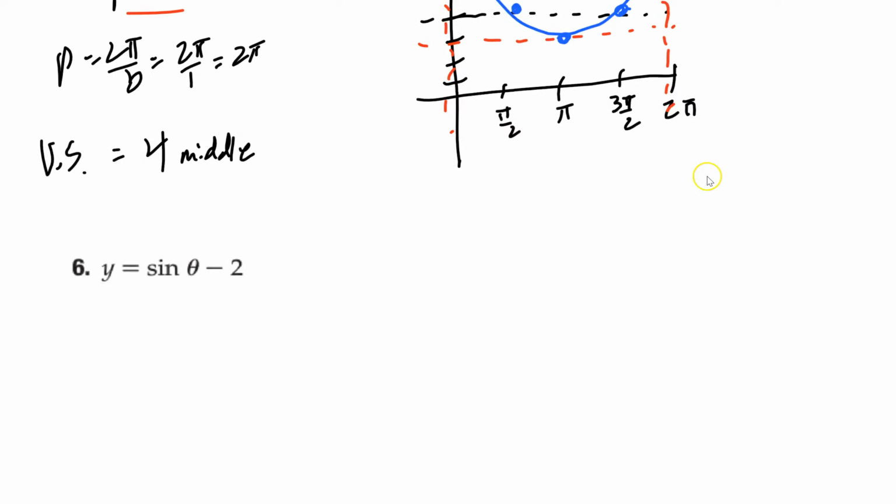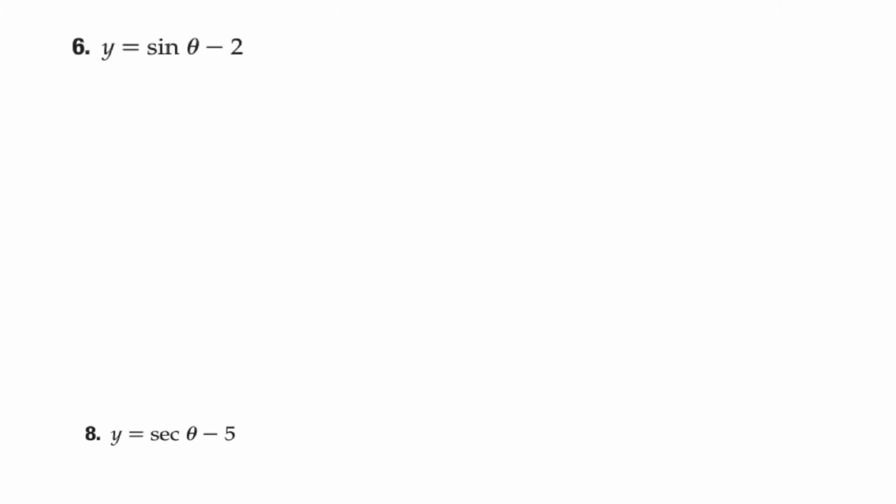Something to that effect. A couple more of these. Let's make this more interesting. Let's make it a negative sign. We haven't done one of these. Let's make it a negative sign.